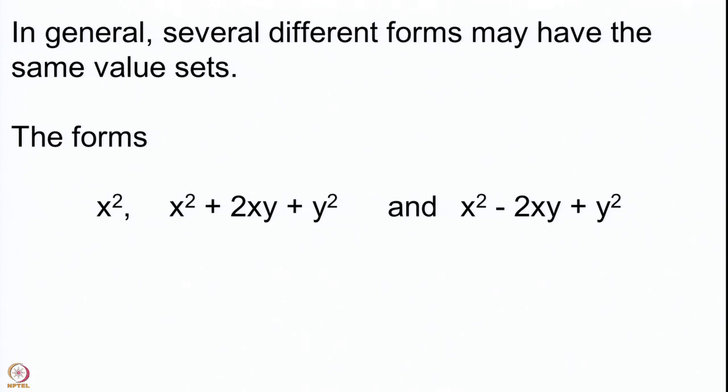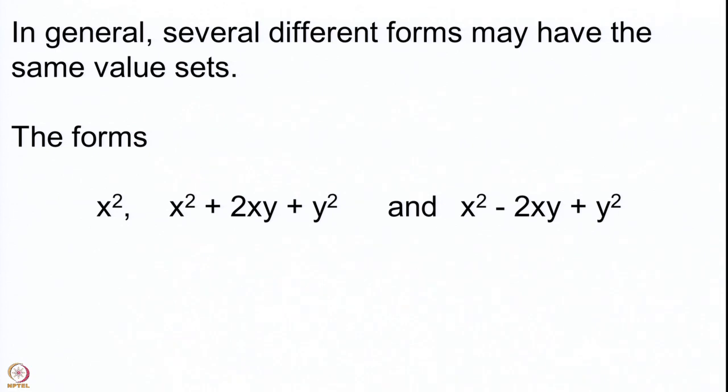The first form is f of x comma y equal to x square. There is no xy term, there is no y square term. So the coefficients b and c are both 0. But we have the form to be x square. So you are going to get all squares. Whenever you put any integer in the place of x, you are going to get the square of that integer. So all squares are represented and the whole set of values is the set of squares.